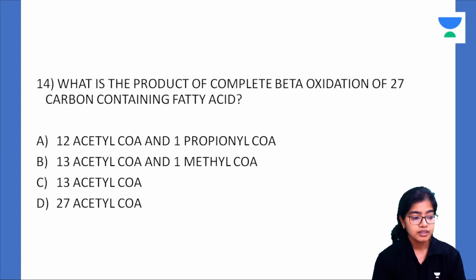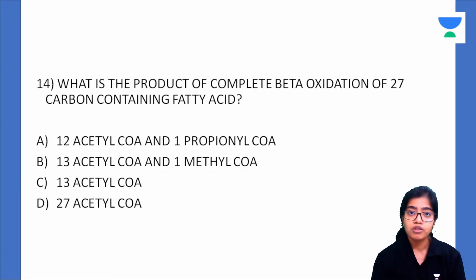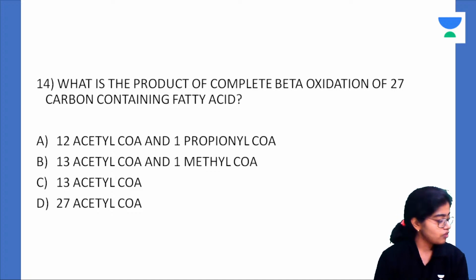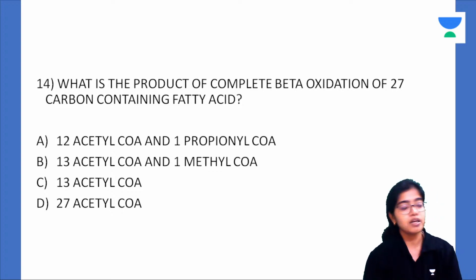Twenty-seven carbon containing fatty acid molecule. Okay, this fatty acid has an odd number of carbons. This is a hint that I'm giving you. Odd number of carbons this fatty acid molecule has. Come on, everyone who has read about beta oxidation in your first professional examination should know this. It is important. This is an important concept.